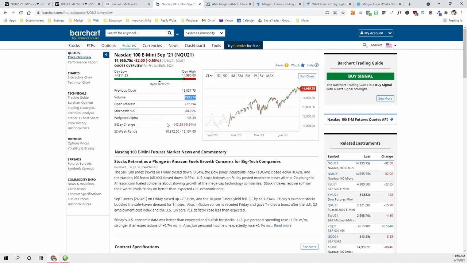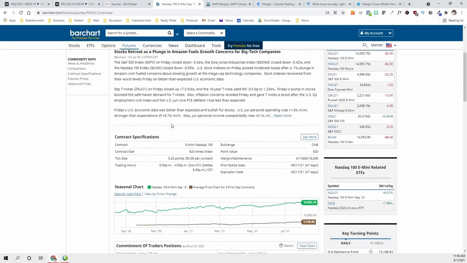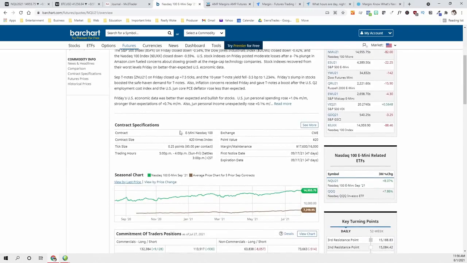You can look at the open interest if you want to. That's not necessarily a thing that you need to know, but you can scroll down here and get the contract specifications. What you want to pay attention to here is your tick size, 0.25, and it also shows you the value of that tick size, which is $5 for NQ. For MNQ it's 50 cents. You definitely want to be aware of that.